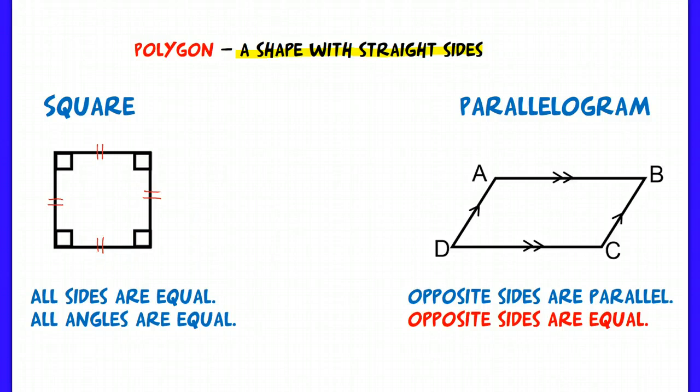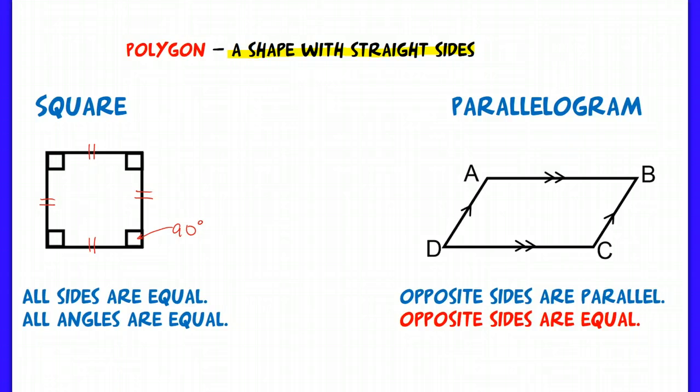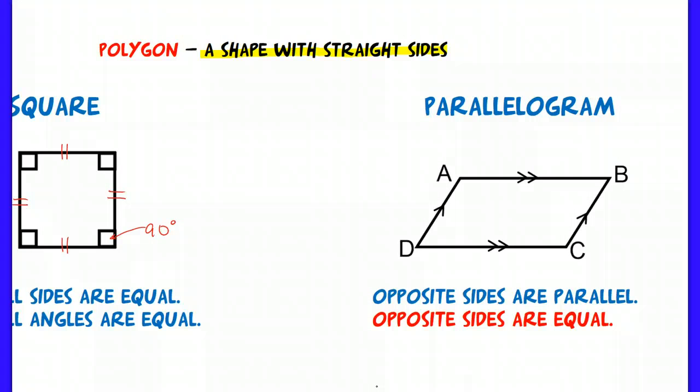We also know that all angles are equal, and each measure of those angles here is 90 degrees in a square. Now a parallelogram is another polygon, and a parallelogram is special because opposite sides are parallel.